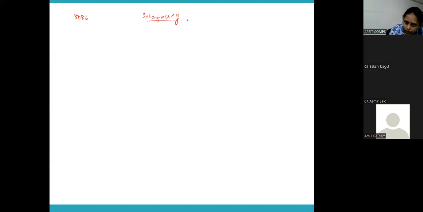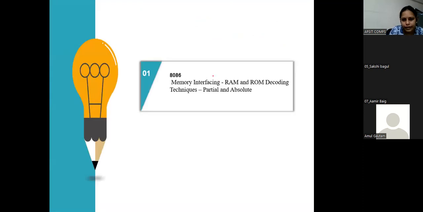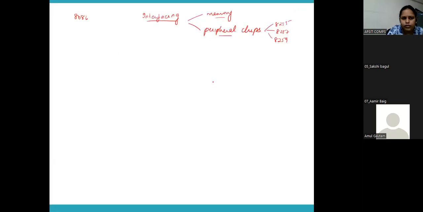Okay. So you can interface memory with the 8086 microprocessor. You can interface a lot of peripheral chips also with the 8086 microprocessor. So in this third module, we'll be learning about how to interface memory with 8086 and how to interface different peripheral chips like 8255, 8257, 8259, etc. with 8086. Okay. So first we'll focus on memory interfacing. So today we'll be learning what is meant by memory interfacing, what you mean by RAM and ROM decoding, and what is partial and absolute decoding. Okay, so today we'll be focusing on memory interfacing as such.